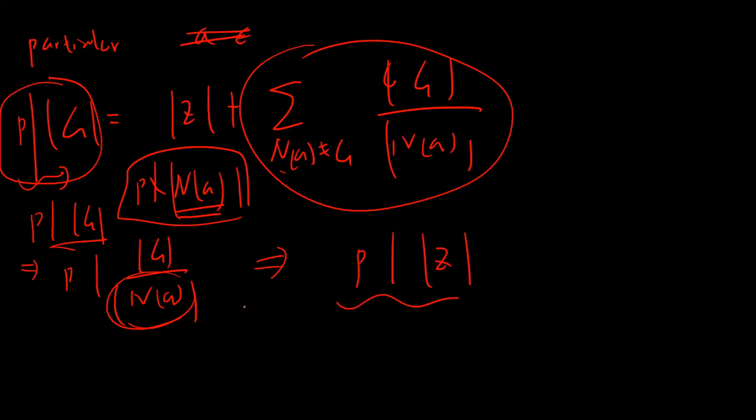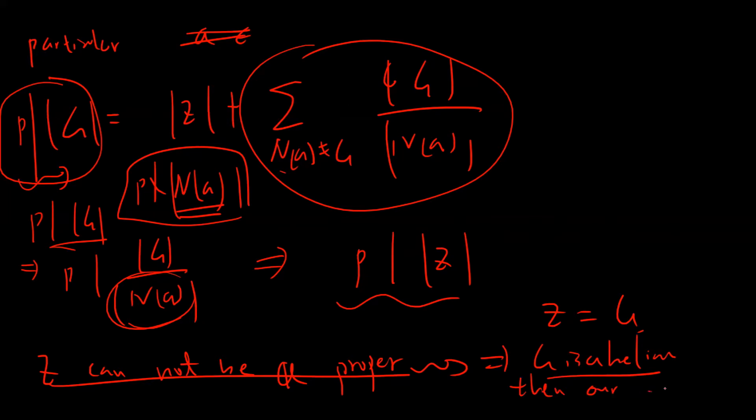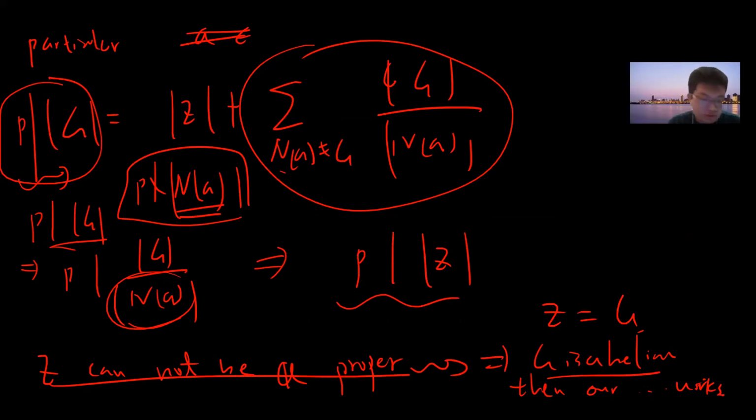Now this is the troublemaker. Z cannot be a proper subgroup, because if Z is a proper subgroup, then we use our previous assumption and get a proof. So the only case is that Z is the whole group. But that means the center is the whole group, so G is abelian. If G is abelian, then our previous theorem works. So whether the group is abelian or non-abelian, this theorem works.